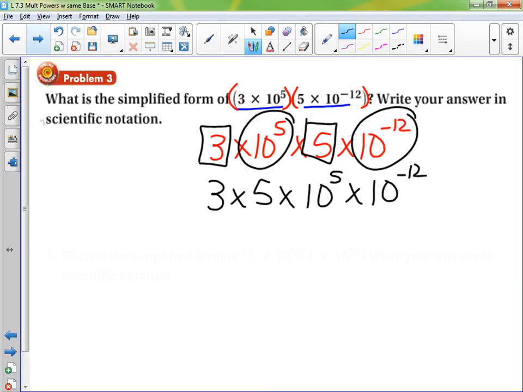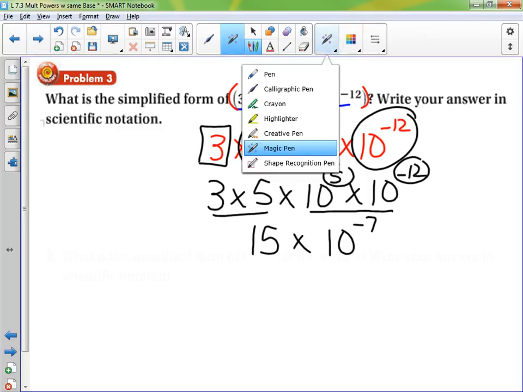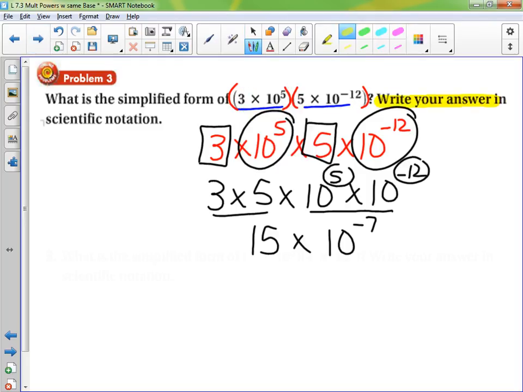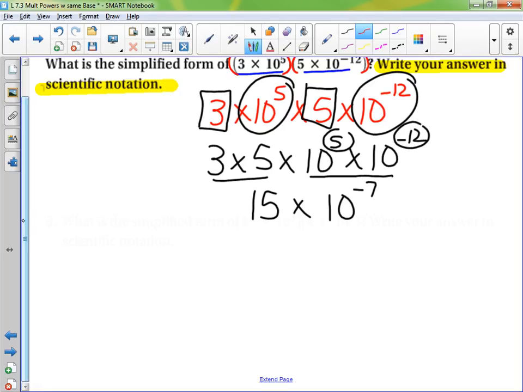And if you do that, you get 3 times 5 is 15, and 10 to the 5th times 10 to the -12th. These are like bases. You add the exponents and get times 10 to the -7th. But you're not finished, because you have to recognize this problem says write your answer in scientific notation. 15 times 10 to the -7th is not in scientific notation. So let me finish it.